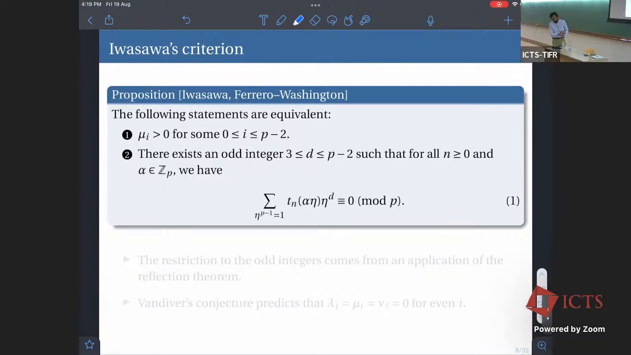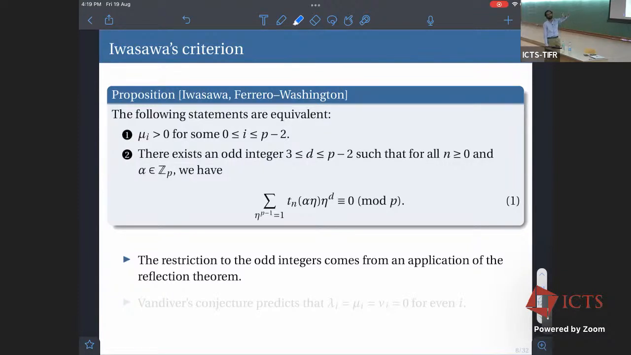And I said that I want to look at all eigencomponents between 0 and p minus 2. But then the second statement is I'm only looking at odd integers between 3 and p minus 2. So the first statement is for every integer between 0 and p minus 2, and the second statement is again for all integers between 3 and p minus 2, but only the odd ones. Right, so that was going to be my next statement.